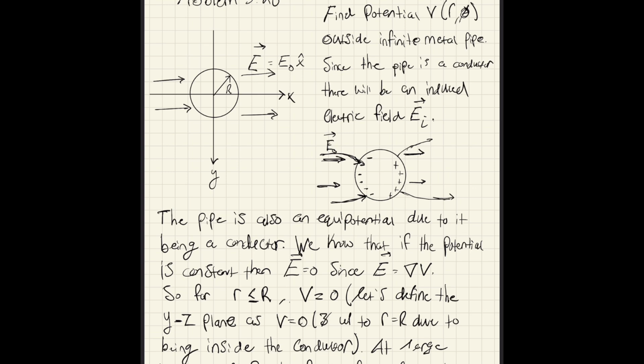Looking at the problem statement, it says to find the potential outside of an infinitely long metal pipe of radius capital R that is placed at right angles to an otherwise uniform electric field E naught. It also wants us to find the surface charge that is induced on the pipe. First, we need to find the potential V naught.